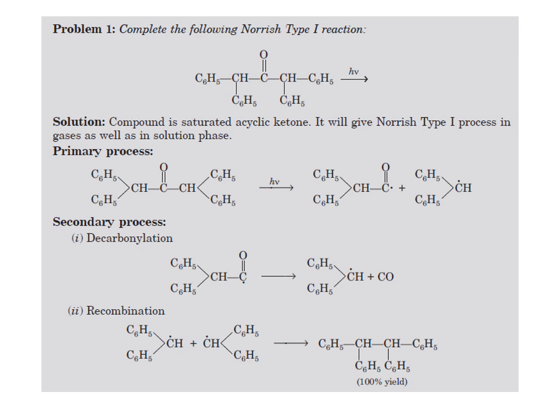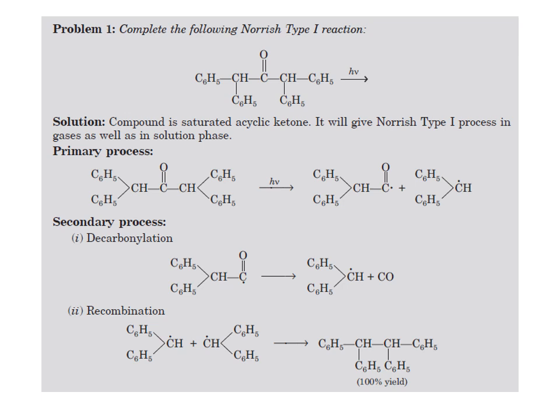Now let us consider this example. There is a problem, and it's mentioned to complete the following Norrish type I reaction. Basically, if we consider the problem, first we see this is a symmetrical ketone. Now this symmetrical ketone will produce identical phenyl substituted alkyl radicals. So in the primary process we produce this acyl radical, that's C6H5 CH double bond O. This is the acyl radical, and (C6H5)2 CH dot, this is the alkyl radical.